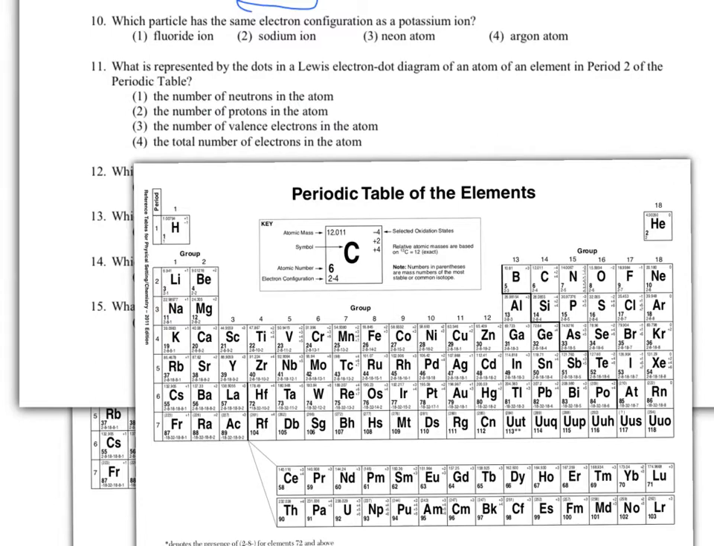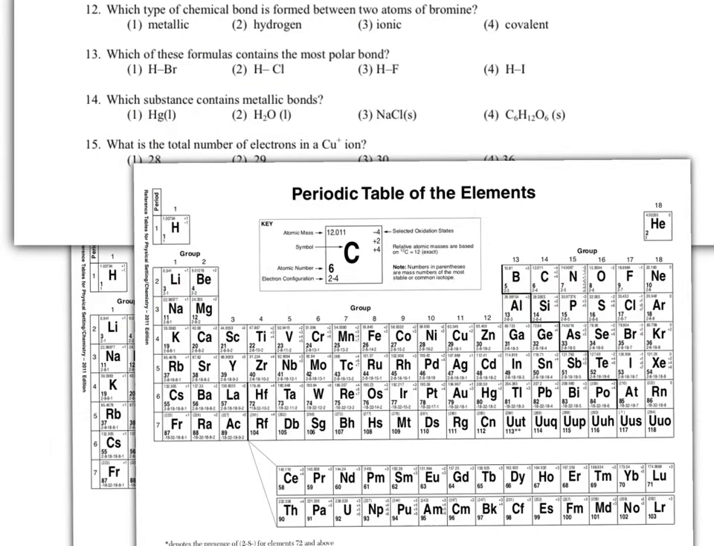The next question, we were asked about the dots in the Lewis dot diagram of an atom of an element in period 2. So here we have period 2, which runs from lithium through to neon. And we know that Lewis dot structures are always equal to the number of valence electrons. Question 12 asks about the type of bond formed between two atoms of bromine. Bromine, element 35, is a nonmetal, and the type of bond formed between two nonmetals is always covalent.